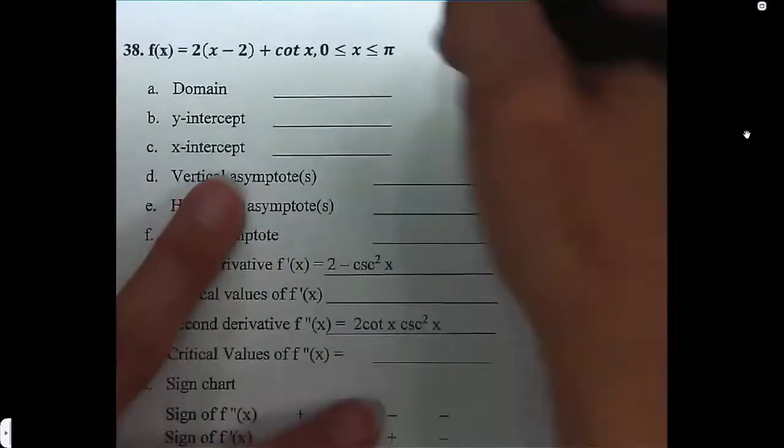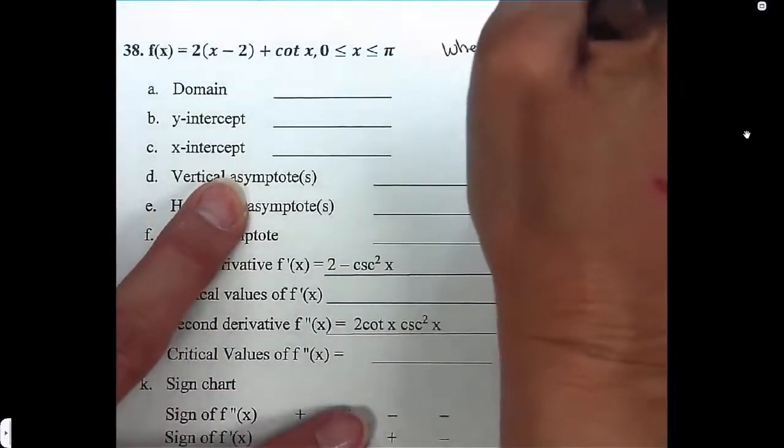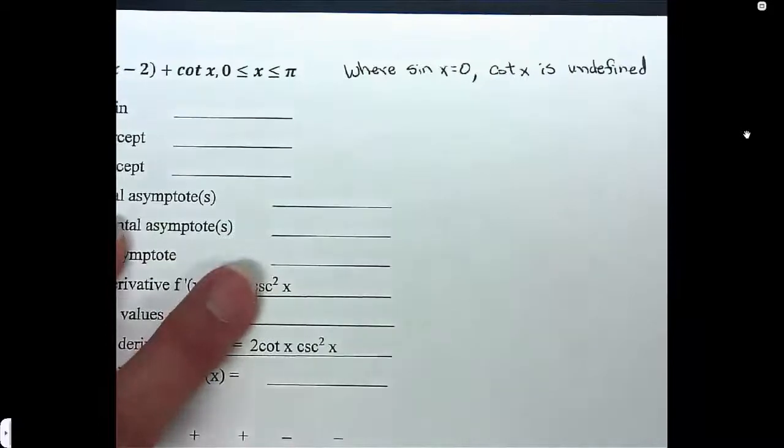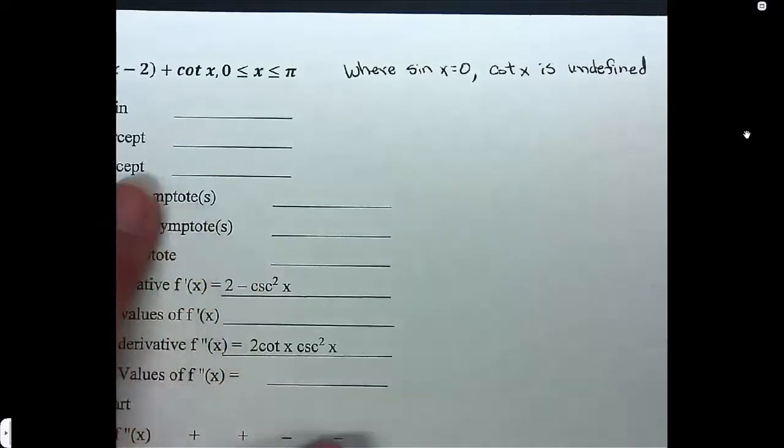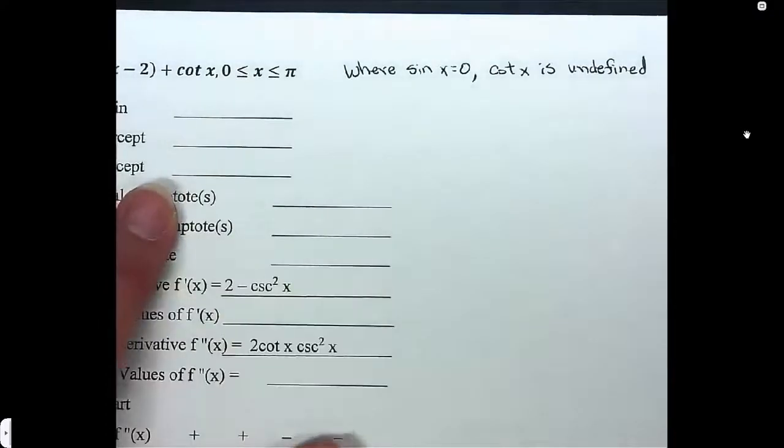And I'll just make a note over here. Where sine x is 0, cotangent x is undefined. Sine is 0, yeah, at the whole pies. So I don't have to exclude a half pi, but I did need to check for that. If that had been tangent instead of cotangent, I would have had to exclude the half pi. So this is defined from 0 to pi, including those endpoints.